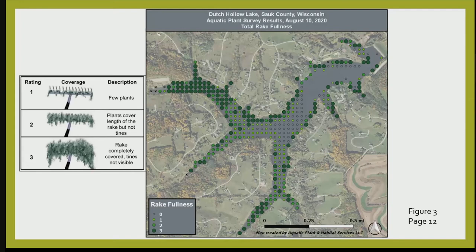The hollow circles kind of in the middle and towards the northeast is where plants could be found, but it was shallow enough where plants could have been found, but they were not.